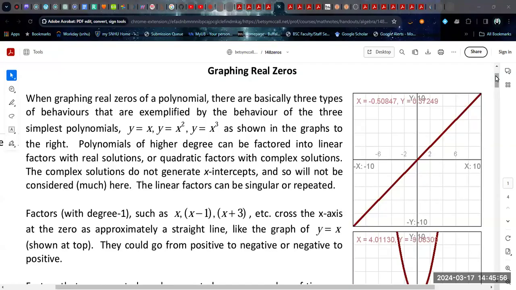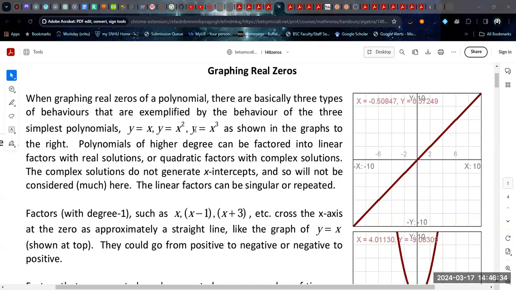All right, so in this video, we're going to be looking at how to graph polynomial functions that have real zeros. And we're going to start with three basic graphs that are going to describe the behavior of how these factors of our larger polynomials are going to behave as they cross through the x-axis. Now, we basically have a linear function, y equals x squared, and y equals x cubed as examples of the behavior, depending on whether the factor is repeated one time, two times, or three times.